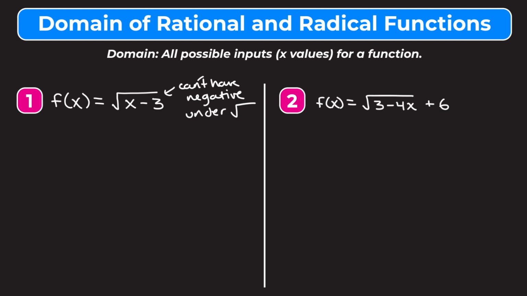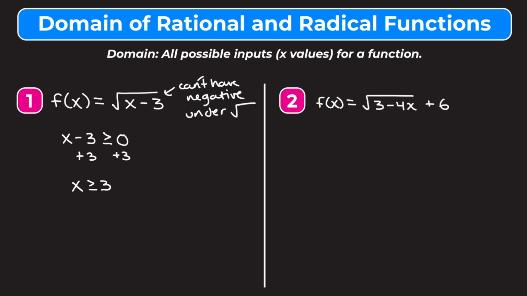So when we're finding the domain of something that's under a square root, we're going to take what's under the square root, so x minus 3, and we want to say this can't be negative. So in other words, this has to be greater than or equal to 0. So it can be 0 or positive. And now we're just going to solve this. So we're going to add 3 to both sides of our inequality, and we're going to get that x has to be greater than or equal to 3.